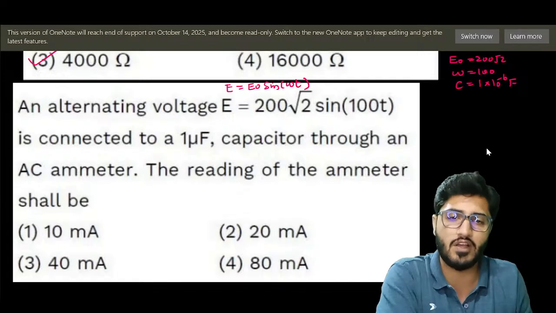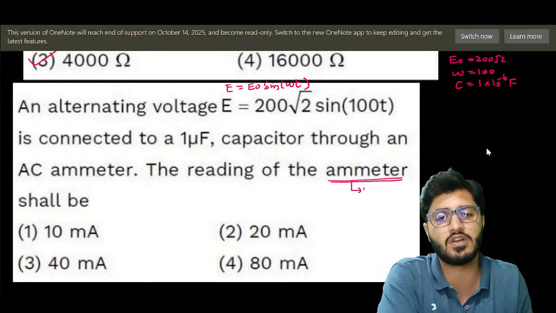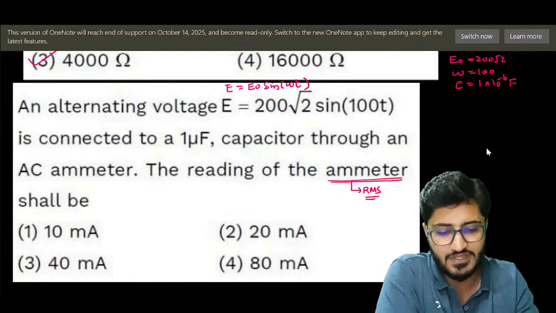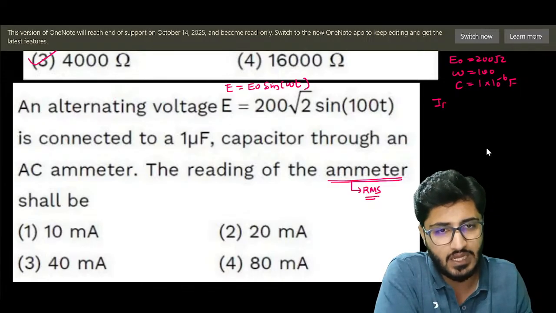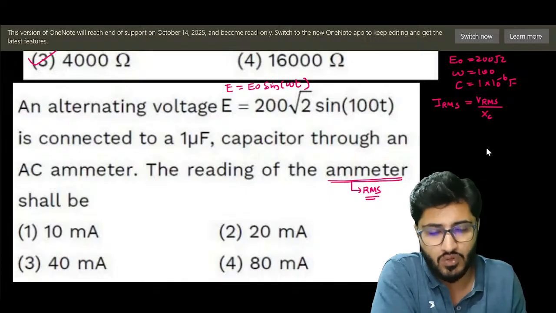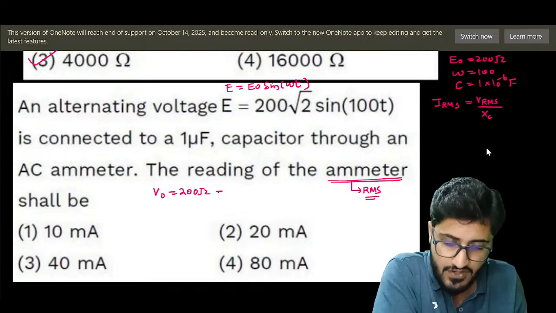Done. Reading of the ammeter. If we are talking about AC and an ammeter is there, the ammeter reads only the RMS value. You know it now from the previous class. So if RMS is asked, what do we need to find out? Current, that is I RMS. So I RMS equals V RMS divided by X times C. What is V RMS? So look now how to find out. V naught is given as 200 root 2, which is equal to.